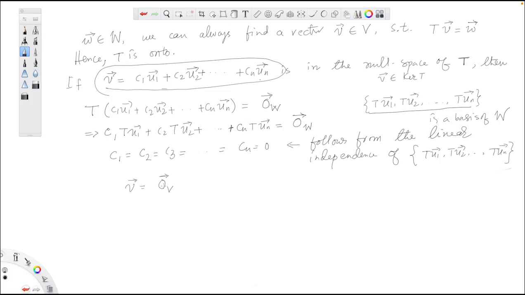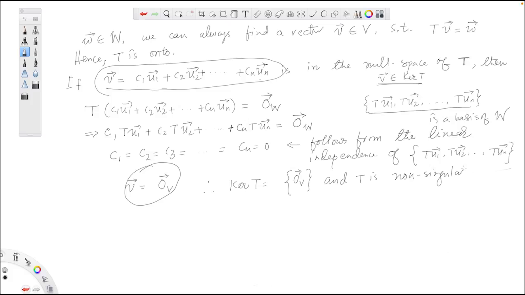So, what is the kernel of T? Therefore, the kernel of T: we chose an arbitrary vector in the kernel of T, and we ended up with the fact that that vector v is the zero vector of the vector space V, which proves that the kernel of T is trivial. That is, it is a singleton containing only the zero vector of the vector space V, and hence T is non-singular.